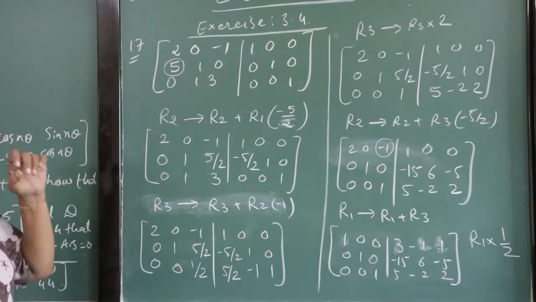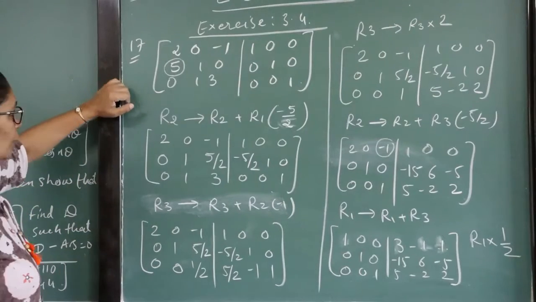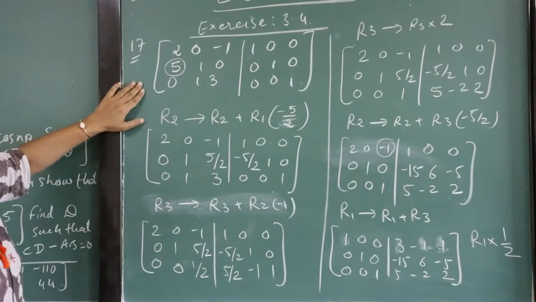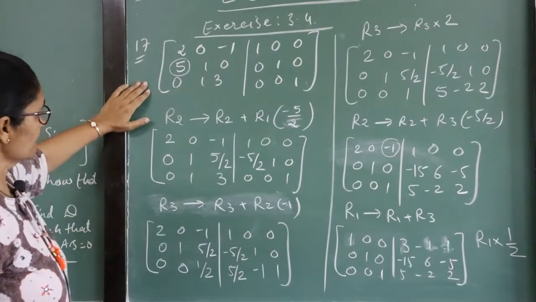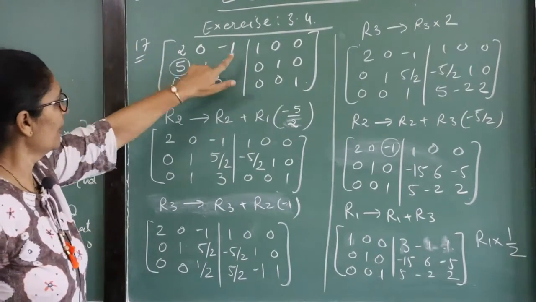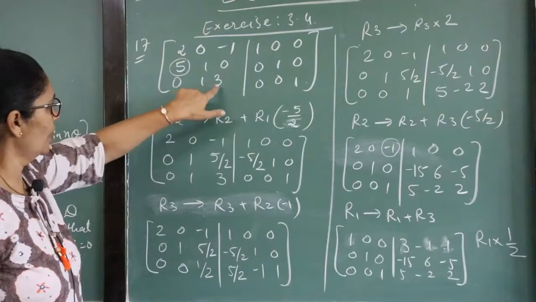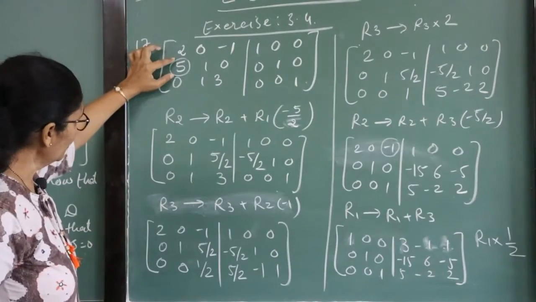Let's revise this method once. It will be more clear to you because this is the last question for 3 by 3 in your exercise. See, we have 2 0 minus 1, 5 1 0, 0 1 3. First we have reduced this term.